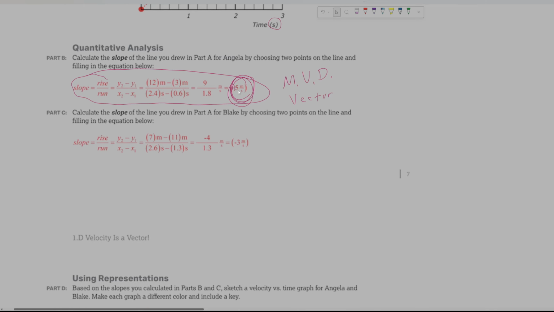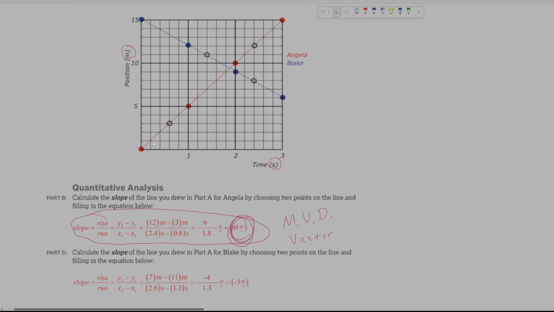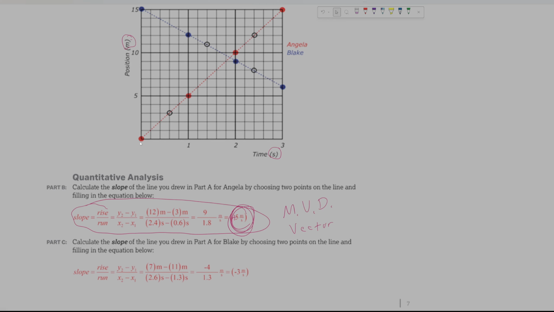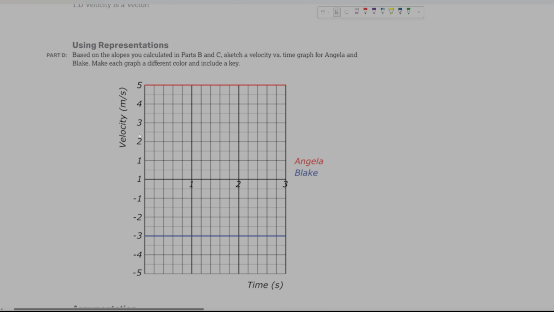Angela's slope was +5, and the slope is constant the entire time. It doesn't change the entire time. That's important. So it seems like a strange graph to make, but the velocity at every second is 5 meters per second. And so we have this straight horizontal line to represent the fact that her speed does not change. And we got that from the slope. Then we did that for Blake. Blake was -3 the entire time. His slope of his motion was also constant, so it's going to stay at -3.